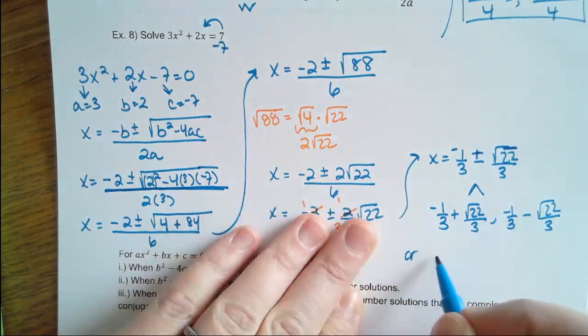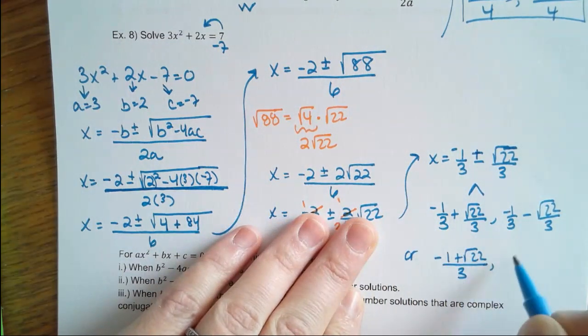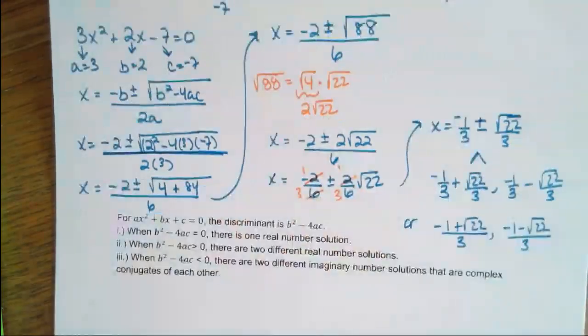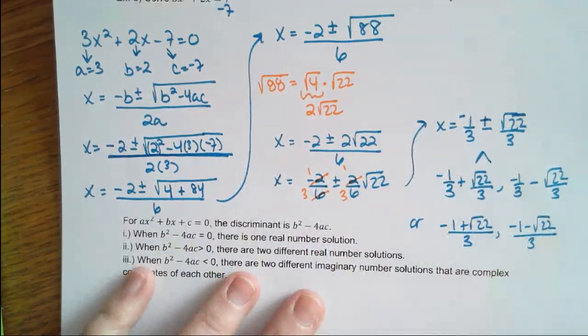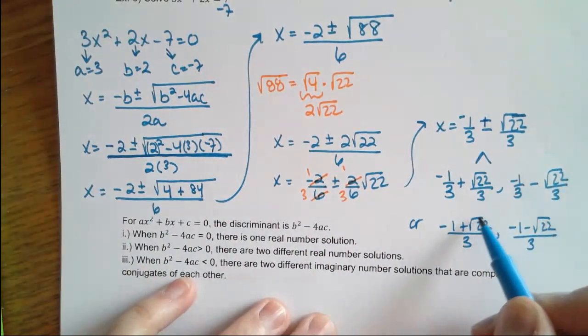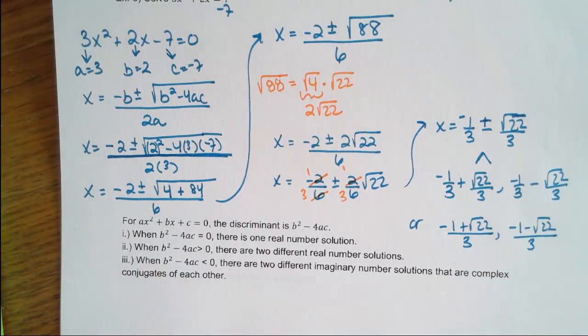You can also put them back together. So you can do negative 1 plus or minus root 22 all over 3 because it's the same denominator. This is also correct. These are real numbers. We actually haven't seen any imaginary problems yet because the inside of the root is positive. So if the inside of the root was negative, then you would simplify that and use the i form instead. But these are both real numbers here.